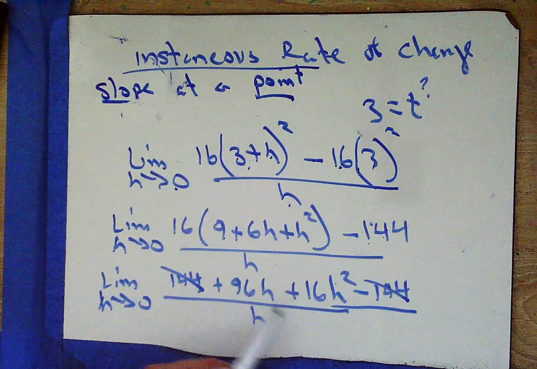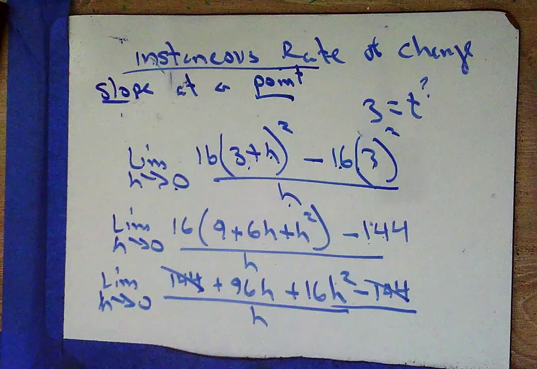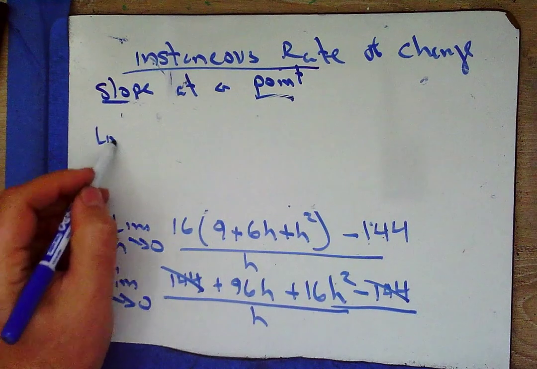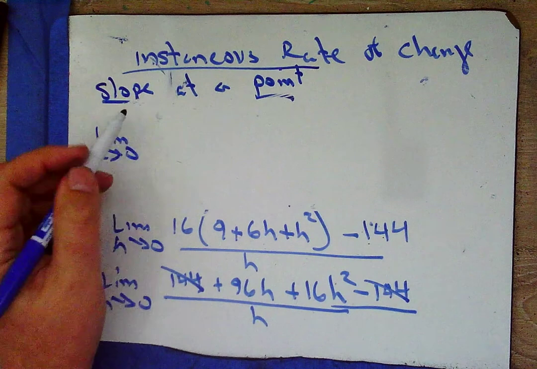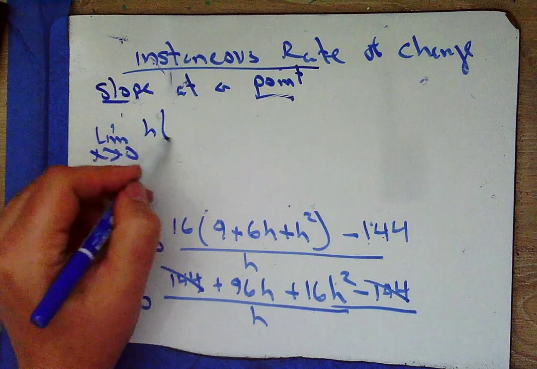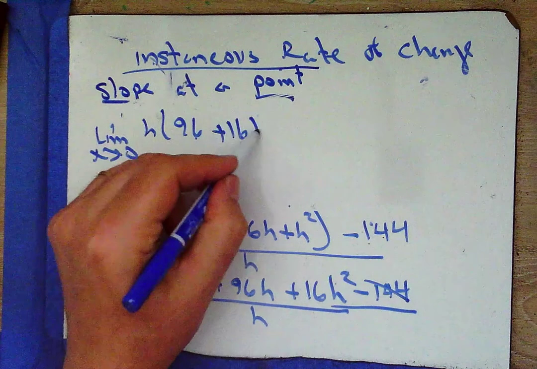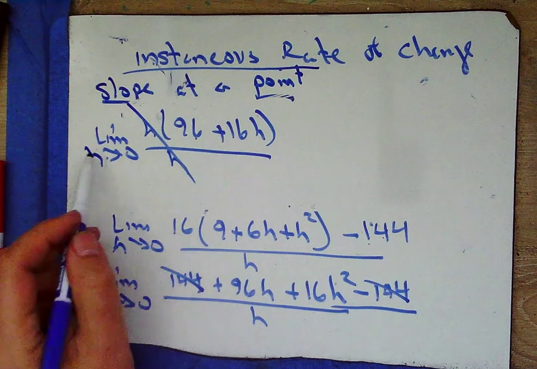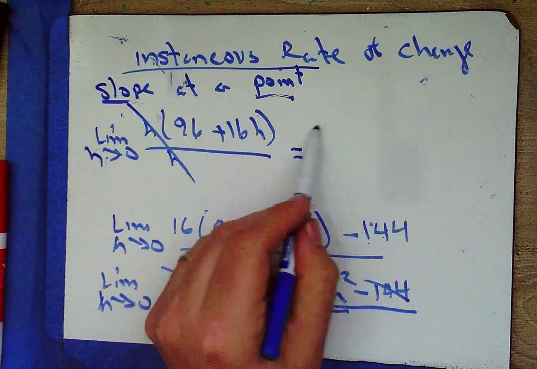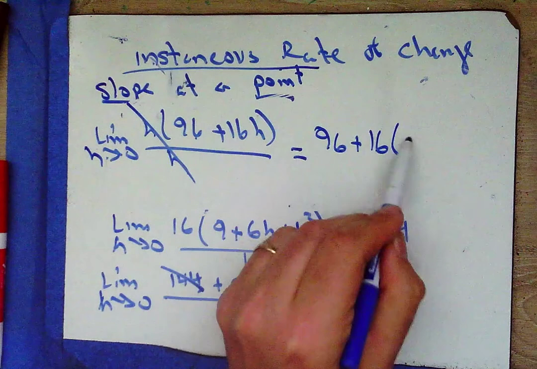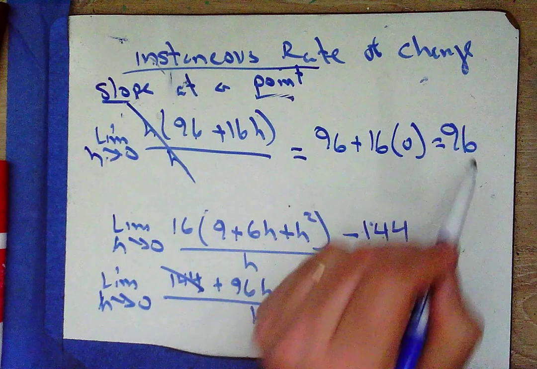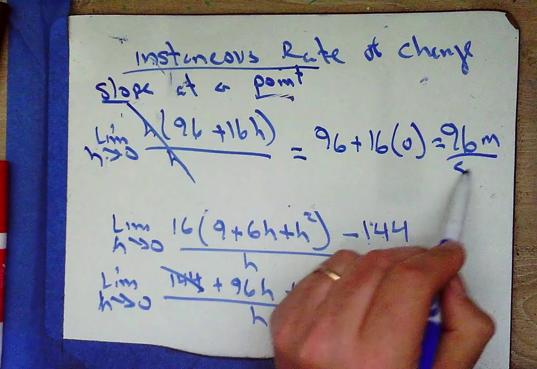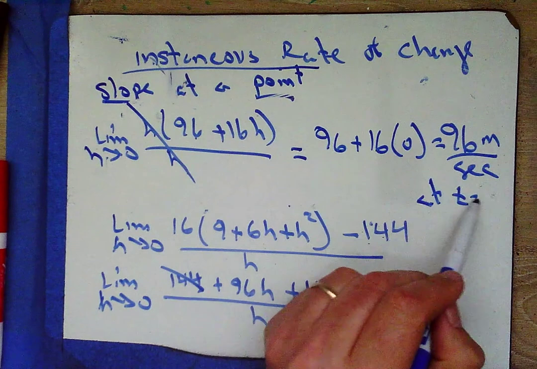So these cancel. And I notice that I can factor an h out of everything. Okay, let's factor that h out. Notice also, I'm writing the limit notation every time, and you need to as well. 96 plus 16h over h. These cancel. Oops, that's an h. Now, when I try direct substitution, I get 96 plus 16 times 0, or 96. So I know the instantaneous rate of change is 96 meters per second at t equals 3.